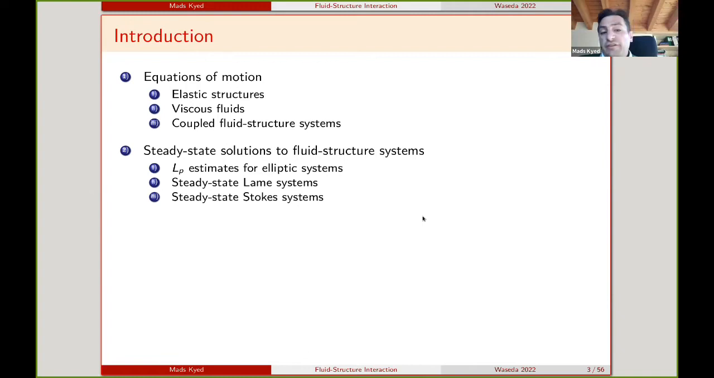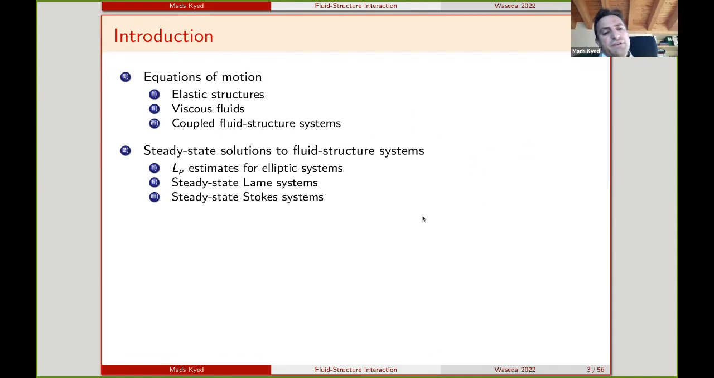Now, the Stokes system is also very well described in literature. There are dozens of books and papers, textbooks even, on how to derive LP estimates, how to obtain a comprehensive function analytical framework for the Stokes system. So this I will not focus too much on.